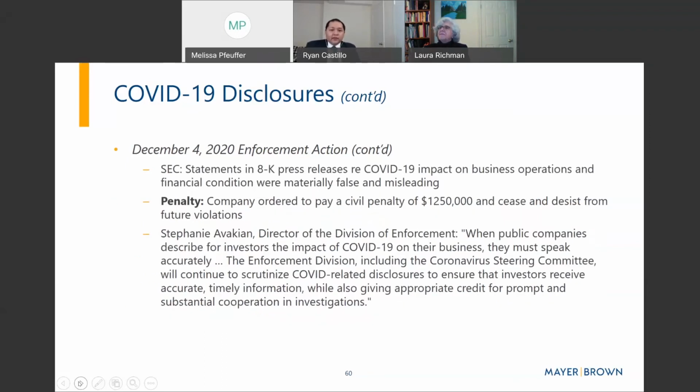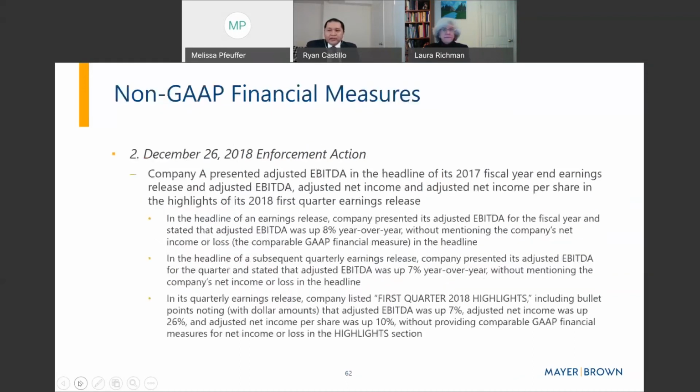The SEC said those press release statements were materially false and misleading. It ordered the company to pay $125,000 in civil penalty and to cease further violations. And here we have a reminder from Ms. Avakian of the Enforcement Division. She says, the Enforcement Division and the Coronavirus Steering Committee will scrutinize COVID-related disclosures to ensure investors receive accurate and timely information.